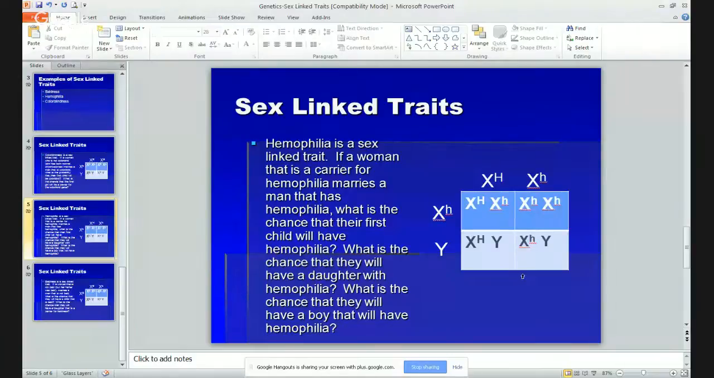Now, if I had specifically said, what is the chance that their first daughter will have hemophilia, that would be 50%. But as it's written, my apologies, it actually should be a 1 in 4 chance, or a 25% chance that their first kid's going to be a daughter with hemophilia.